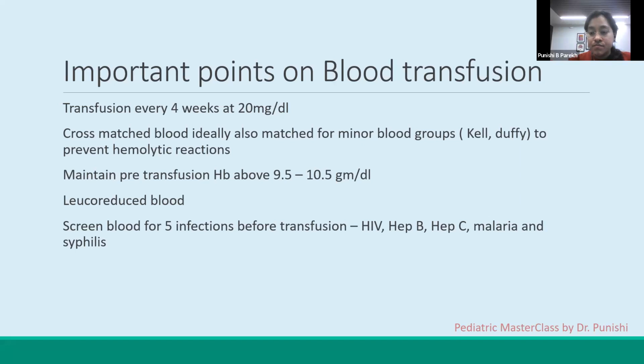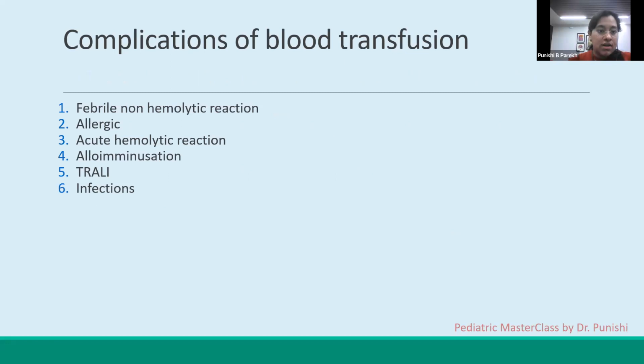What are the complications of blood transfusions? So you can have febrile non-hemolytic reactions, allergic reactions, acute hemolytic reactions if a mismatched blood is transfused, alloimmunization, TRALI, which is a transfusion-related acute lung injury where it leads to a pulmonary edema kind of picture, and infections. Okay, so these are the common complications that you can encounter with blood transfusions.